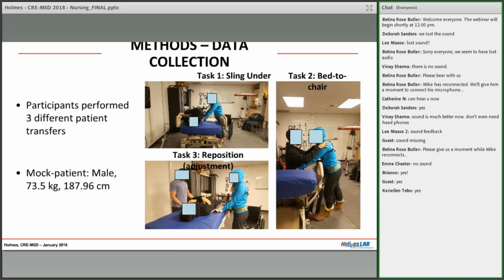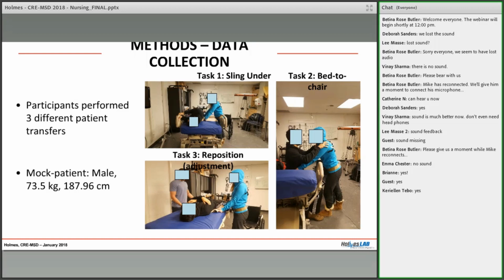So our participants performed 3 different patient transfers. We had a standardized mock patient that was consistent across all trials. So in task 1, our participants had to perform a sling under task where they would roll the patient to their side, place a sling underneath, and roll them back.